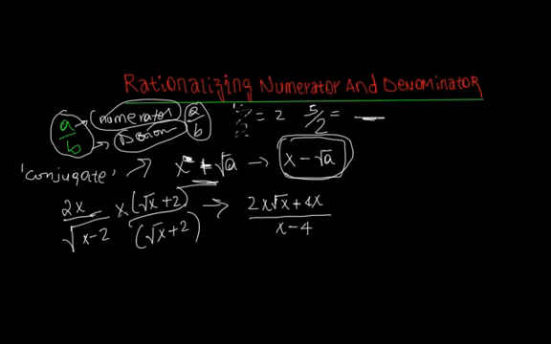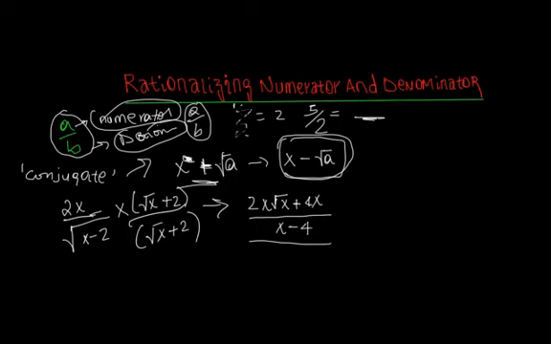2x times root x plus 2 for the top part, and for the bottom part you do root x minus 2 times root x plus 2. That's what you do, and you end up with this, and then the rest is simple. We'll have to just plug in everything, and that's it. You're set. That's how you do it.